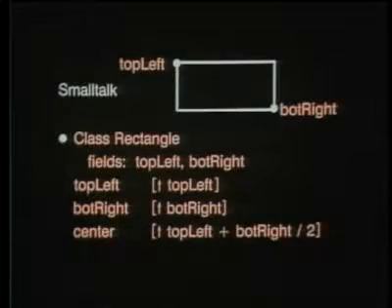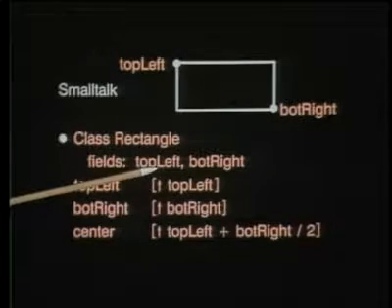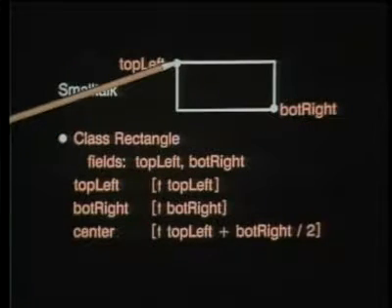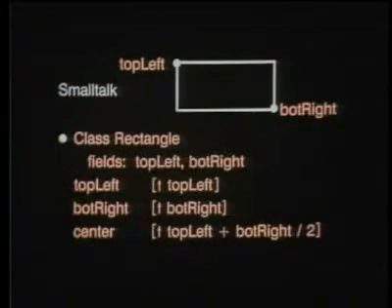Having made this description, we can now build up rectangles from these points. Here's a model for a rectangle, which has two fields in each object. It's a point describing its top left corner and a point describing its bottom right corner. And there would be a couple of messages in this class, top left to return the top left corner, bottom right to return the bottom right corner. And now you can see how the capabilities that we gave to points allow you to do interesting things very simply.